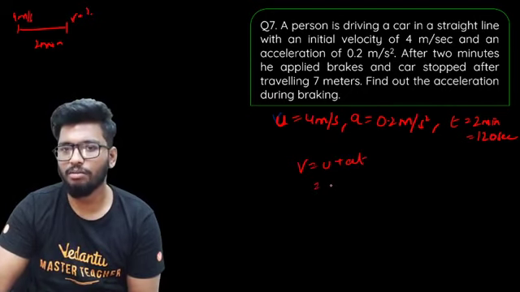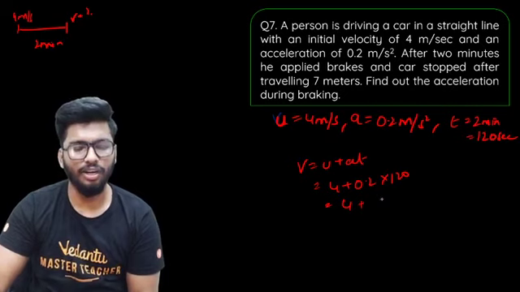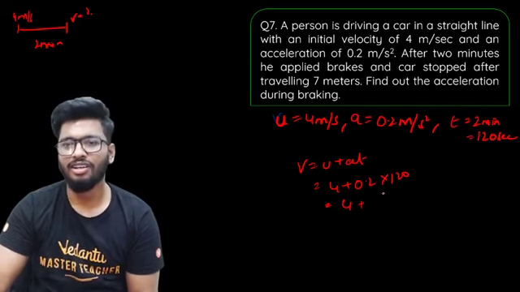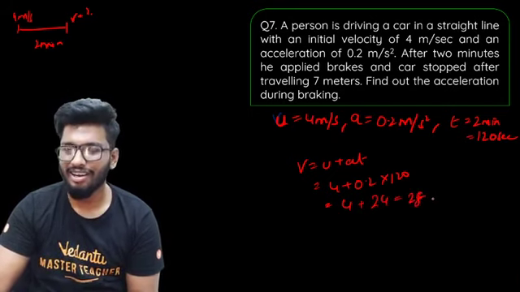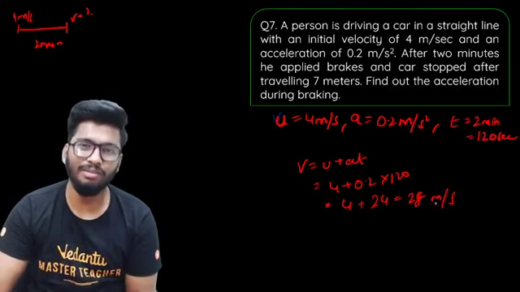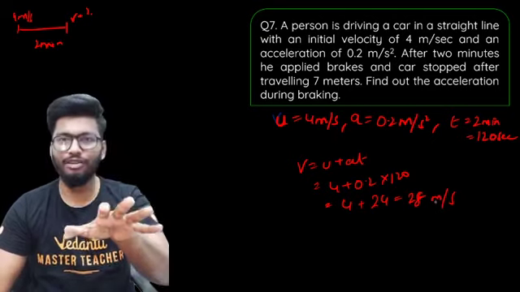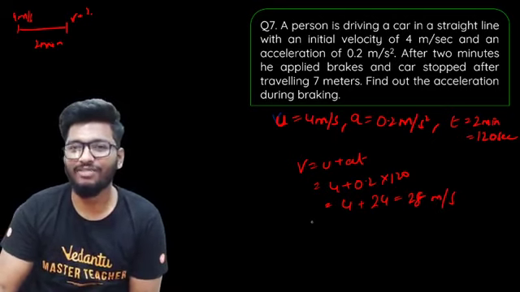So U is nothing but 4 plus A is 0.2 into time taken, 120 seconds. So 4 plus 0.2 into 120 is how much? I think it'll be around 24 if I'm not wrong. So 24 plus 4 is nothing but 28. If I go wrong in my calculation, I'm really sorry guys. So 28 meter per second is what you're going to get. Now that you found this out, sorry about that construction noise. Anyways, now let's find out the acceleration.